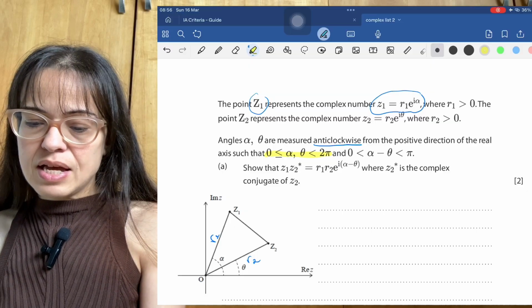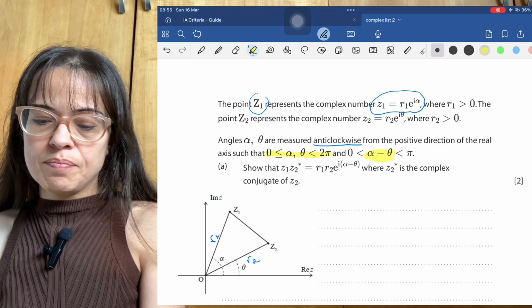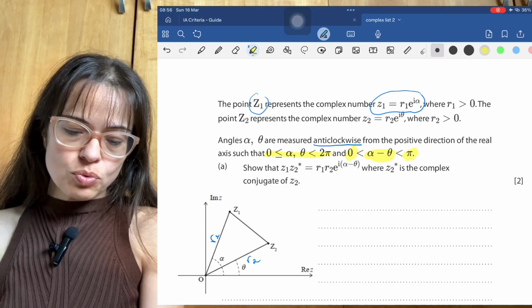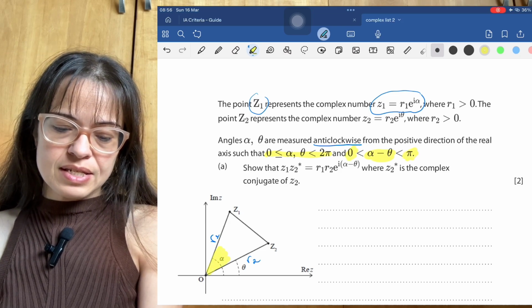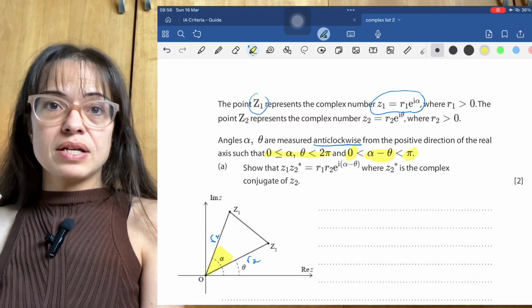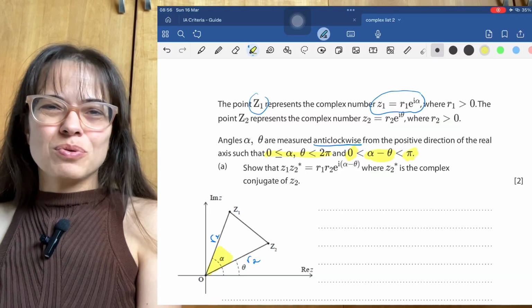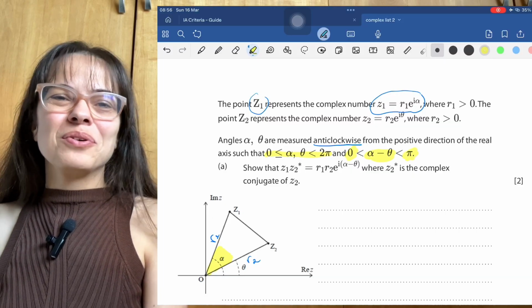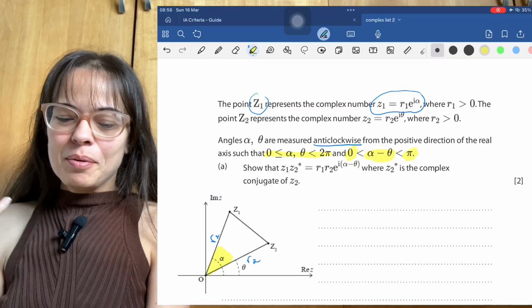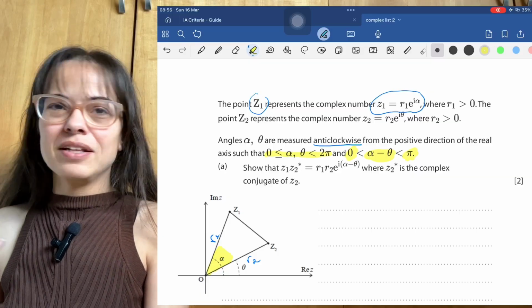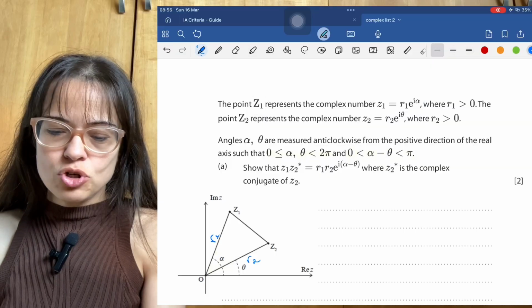But he does say that the difference between them is between 0 and pi. So this angle that is inside of the triangle is an angle less than pi. Come to think of it, that's also obvious. It wouldn't be a triangle if an angle was bigger than pi. But he's just being extra careful and telling us a lot of stuff. Now part A, show that.